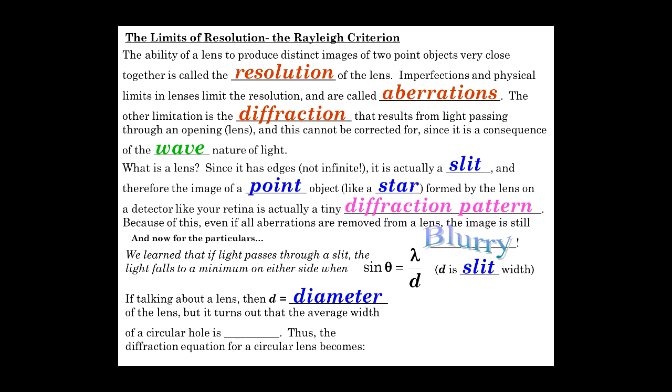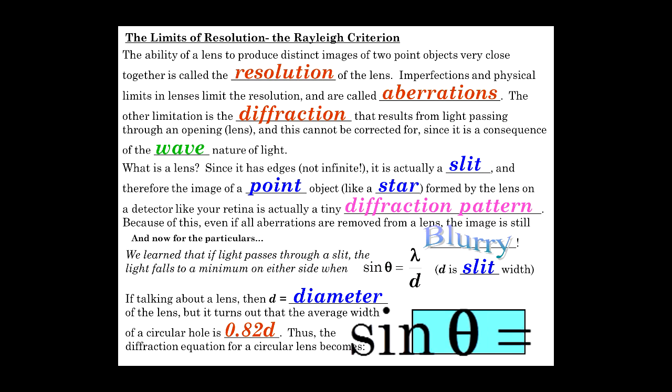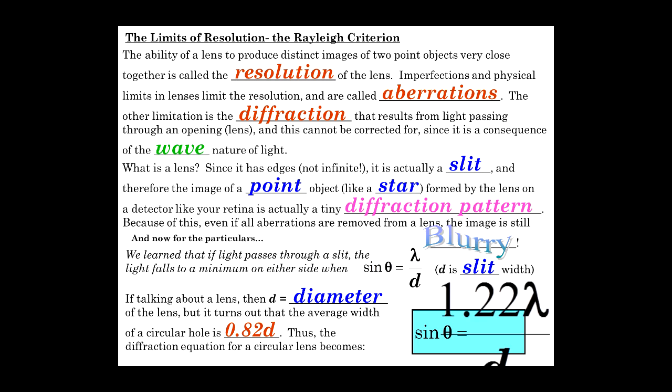But because it's not a skinny slit, it's round, it's not rectangular, you might say. It's circular. It turns out that that is equivalent to a slit of 0.82 times that diameter. And that's not that important, but just to give you the particulars. That particularly is what it is. And so when you factor that in, then sine of theta is 1.22 lambda over d, that is the angle from the source where you get minima occurring.